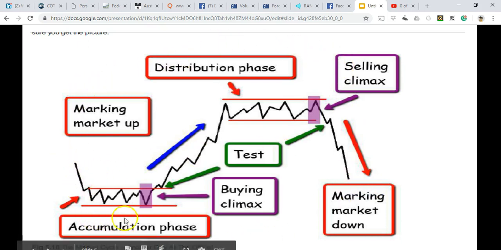From the accumulation to the markup, we call this markup. Distribution, and we call this the markdown. Here you see test. On VSA we call it test. We said the market will take the path of least resistance. So before the market maker can go into the markup phase, he must test. The test can occur higher or lower.